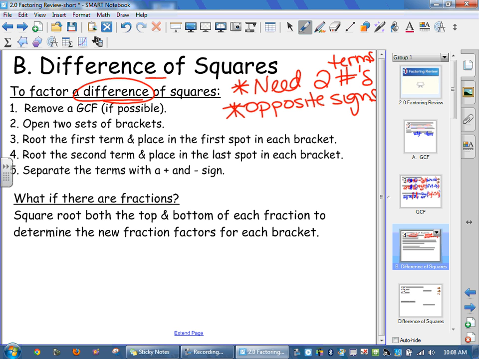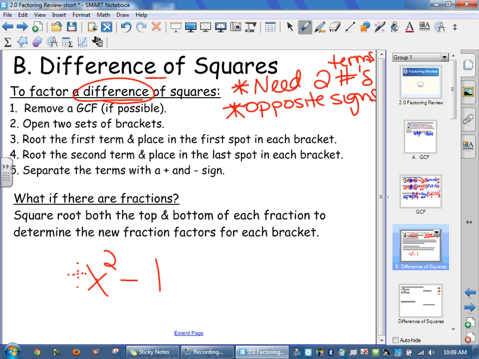So, doing the first example, I'm just going to do this one. I'm going to go x squared minus 1. I'm going to square root them. How come? It's a difference of squares. So this one right here, the x squared has a hidden plus sign in front of him. So he's positive, the one is negative. Opposite signs. There's two terms, okay?